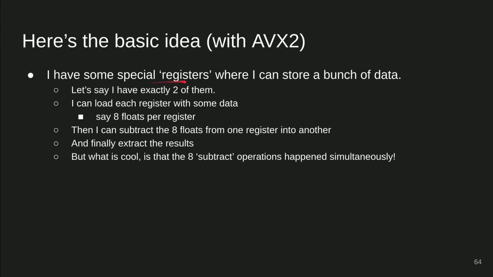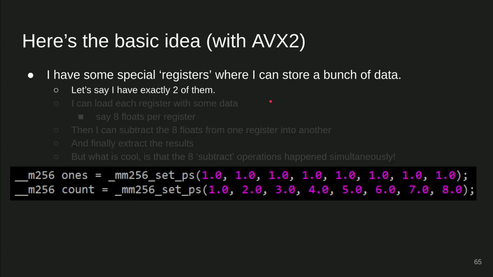Okay, the idea with these, again, is we have some special registers. You can think of those like variables that store a bunch of data. Let's just say you have 2 of them, and you want to store a bunch of floats in each of these registers, so these sort of special variables. And then you can actually do 8 multiplications at once here. So here's the example here.